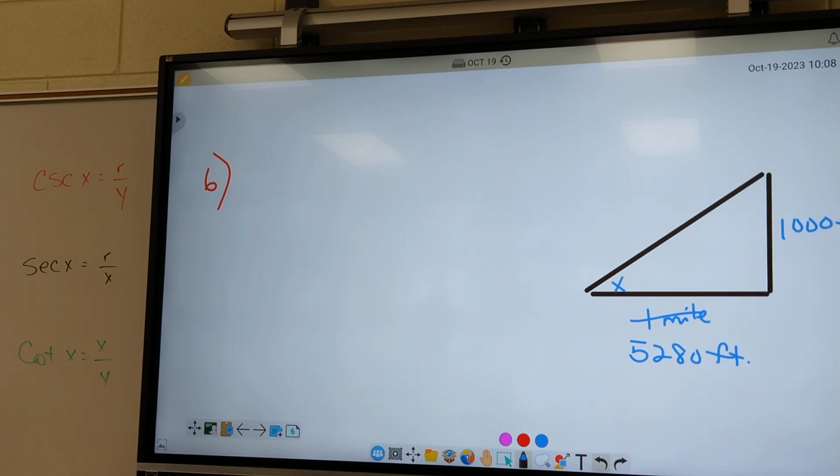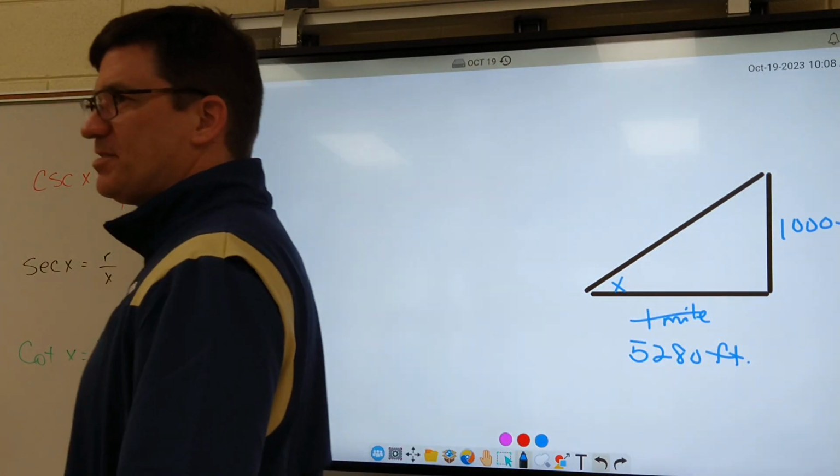All right, so now, Hunter, which formula are we going to use? Opposite over adjacent. All right, good. Y'all use tan. Do this one by yourself.